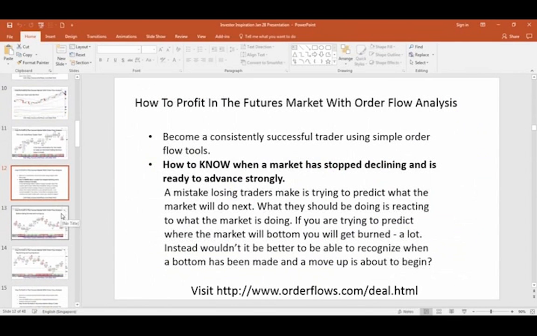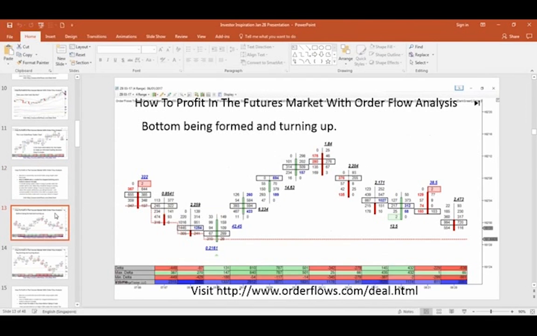Okay, so keep it simple. Another way order flow will help you is it'll help you know when a market has stopped declining and is ready to advance strongly. A big mistake that traders make is trying to predict what the market will do next. What you should be doing is reacting to what the market's doing. If you're trying to predict the bottom, you'll get burned. Instead, what you should be doing is trying to read what's happening in the order flow as you're coming into a bottom and you start to move away.